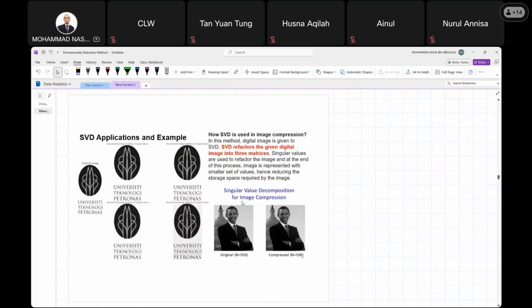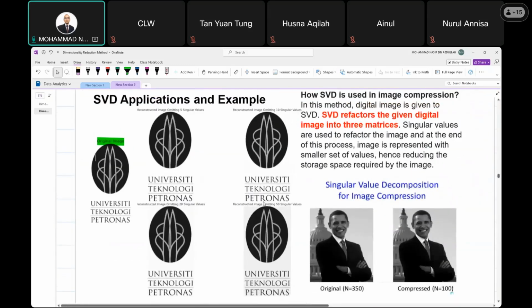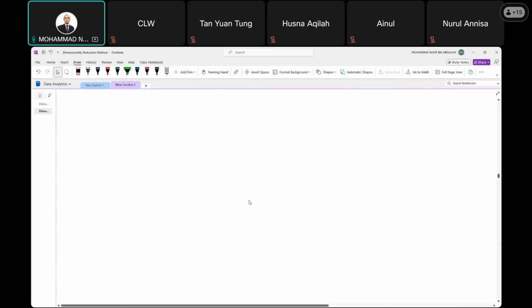Okay. So this is some example of SVD application. We can use it for image reconstruction or image compression to save storage, also for easier analysis, right? So this is the original image, and you can see, this is where we omit 50 singular values, right? And this is when we omit 5 singular values, so the image will be clearer. If you omit 50 singular values, the image will be blurry, right?